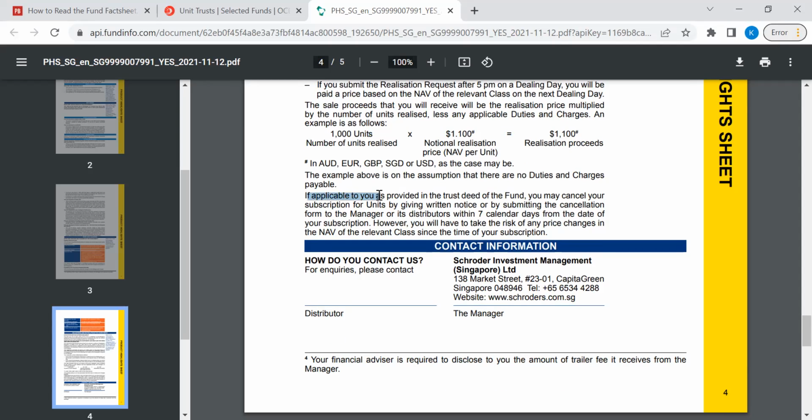If applicable to you as provided in the trust deed of the fund, you may cancel your subscription for units by giving written notice or by submitting a cancellation form to the manager or its distributors. As we said, it's a form. This must be within 7 calendar days from the date of the subscription. However, you will have to bear the risk of any price changes in the NAV of the relevant class since the time of your subscription.